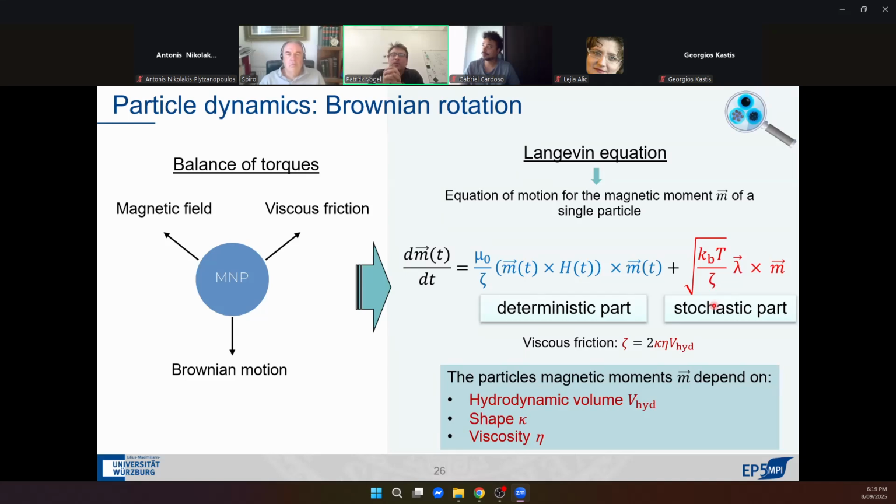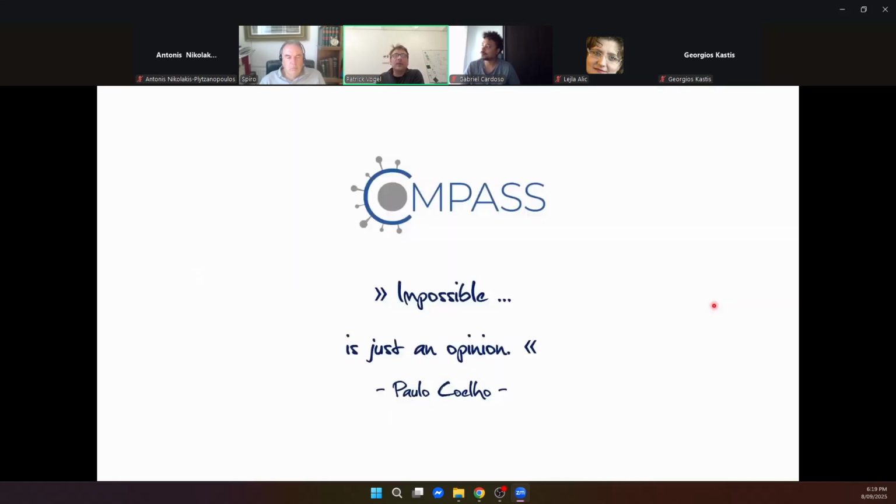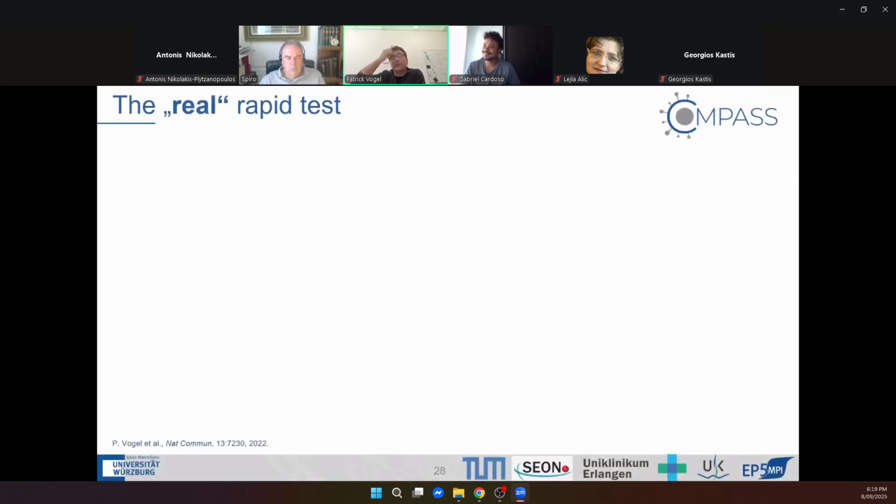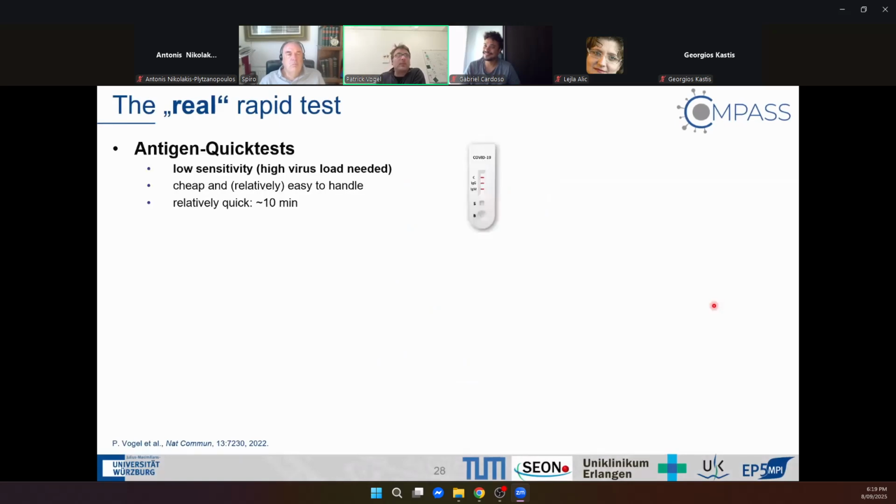And this is quite important at the moment, I think, that we get an idea what you can do with, let's say, the features of the particle systems itself. That brings me to one of the applications we developed here in Würzburg. It's called Compass, and it was during the pandemic situation.